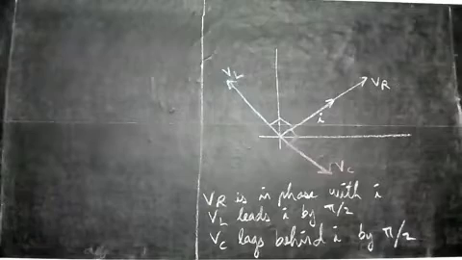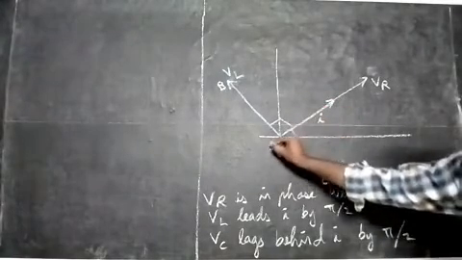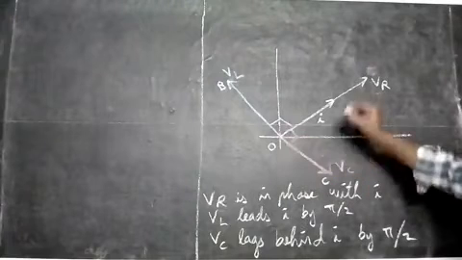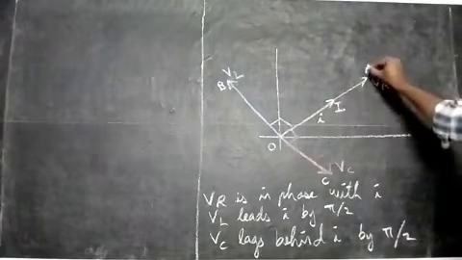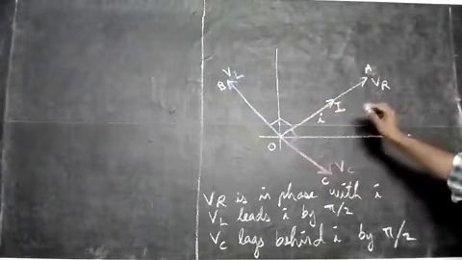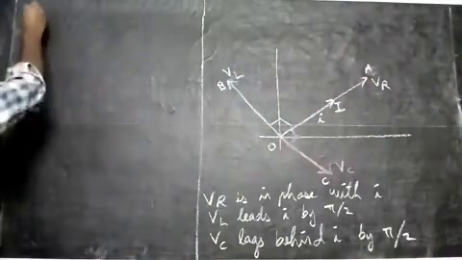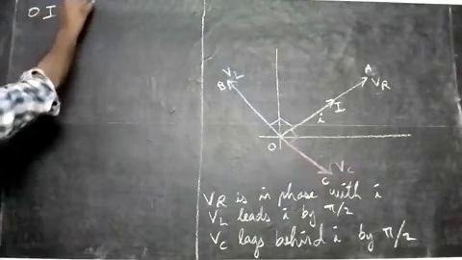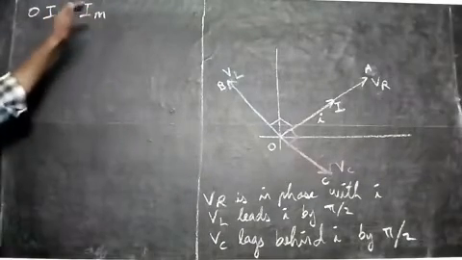Now I erase the left side. Now let's name this part. This part is O, the origin, and this one I'll name I. This one I'll name A, this one B, and this one C. So OI means the current vector here, the current phase in this case. So let's write this down: OI is equal to the maximum value of the current, that is Im. Remember, the phasor length shows the maximum value.